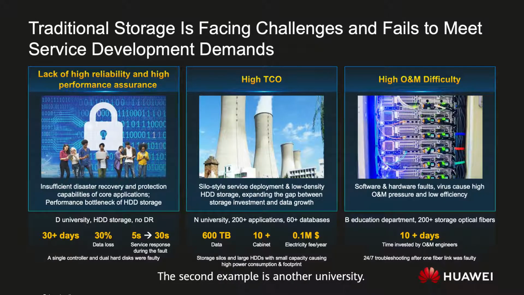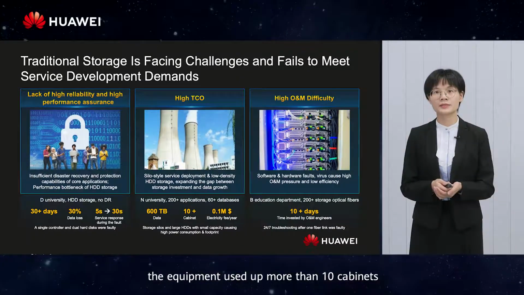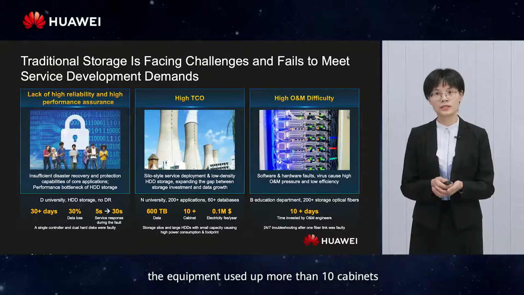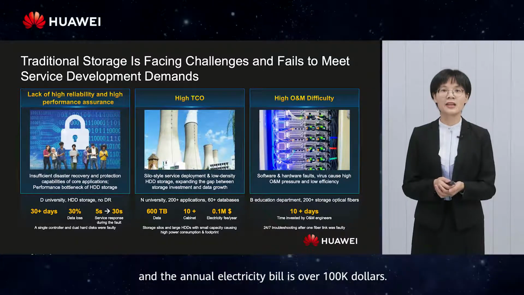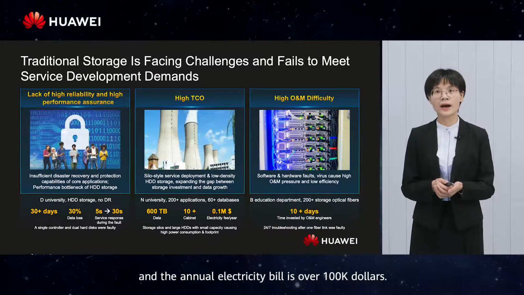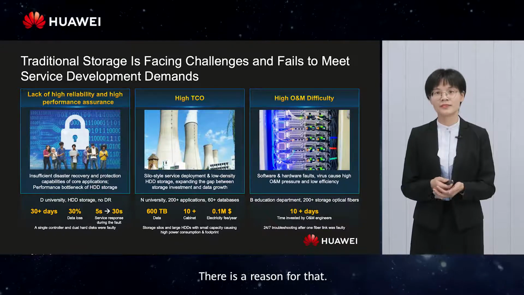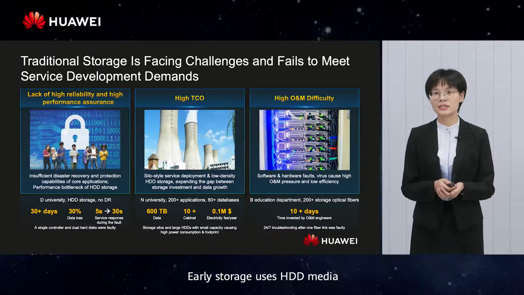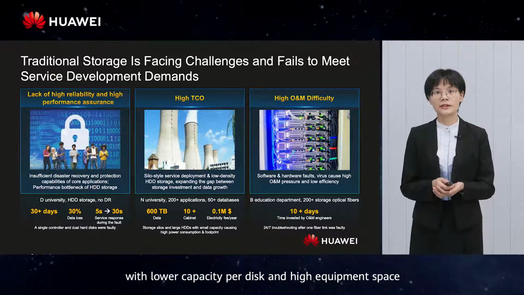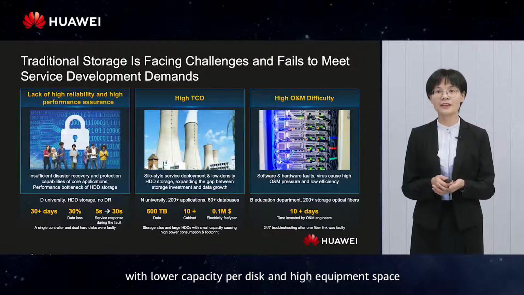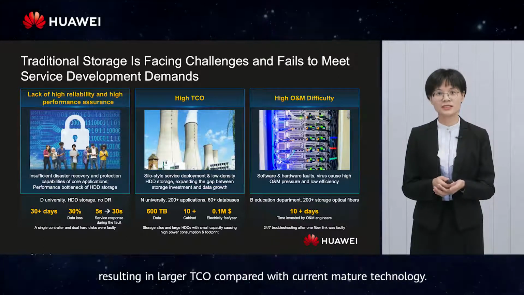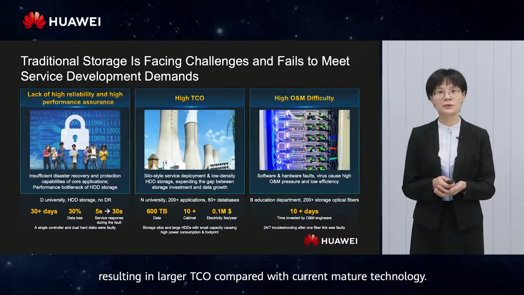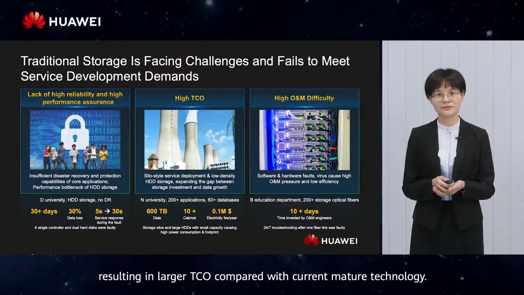The second example is another university. With only 600 terabytes of capacity, the equipment used up to more than 10 cabinets, and the annual electricity bill was over $100,000. There is a reason for that. Early storage used HDD modules with lower capacity per disk and high equipment space, resulting in large TCO compared with current mature technology.